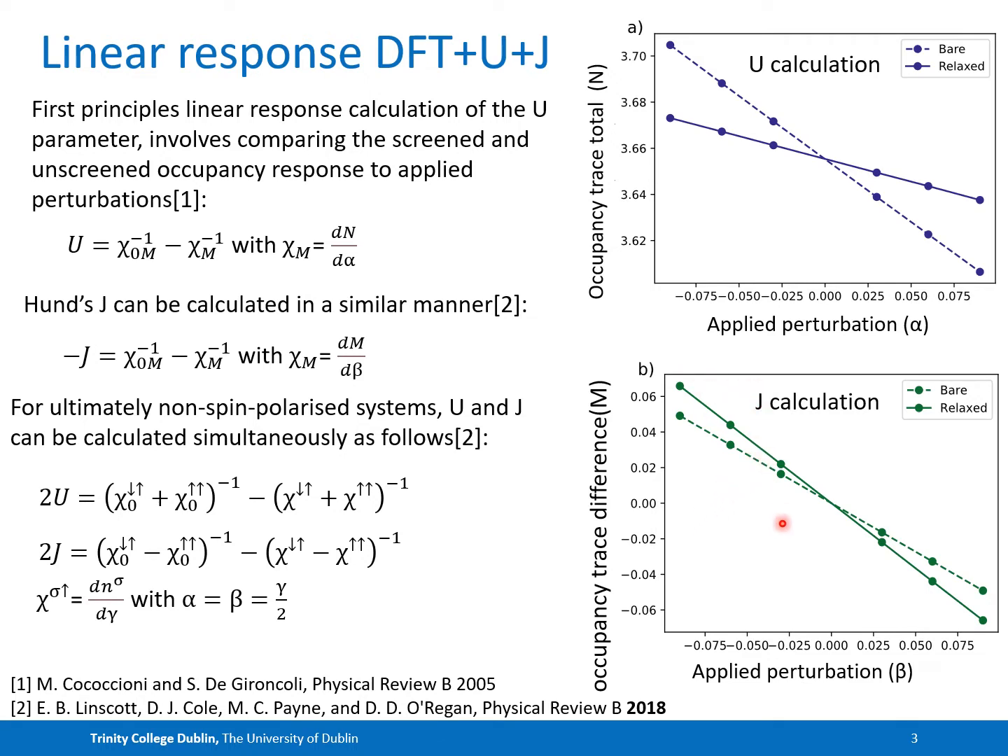It's only slightly different in that you're applying different perturbations to the spin up and spin down sections of your orbital. But other than that, it's the same thing. The difference in slopes gets you the J correction. And in fact, you can go even further than that. For a non-spin polarized system, you can get the U and the J all in one by just applying a perturbation to the spin up, and then using all the parameters in there gets you U and J at the same time.